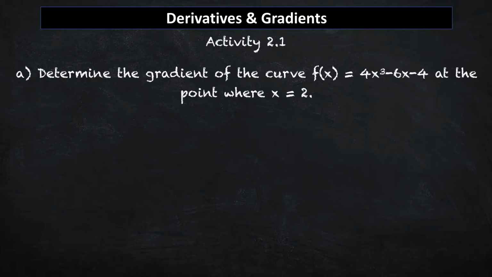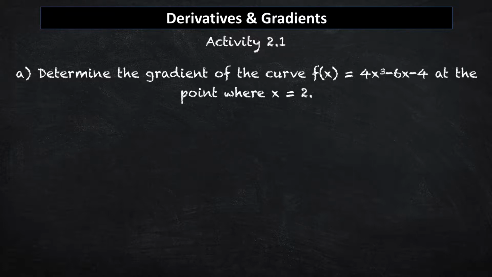Hi, for this activity we have to determine the gradient of the curve f, which is equal to 4x to the power of 3 minus 6x minus 4 at the point where x is equal to 2. So we have to remember from our previous video and from the previous lessons that the gradient of the curve is the derivative of the curve, which can be computed in a specific point, for example in this case in the point x equal 2.